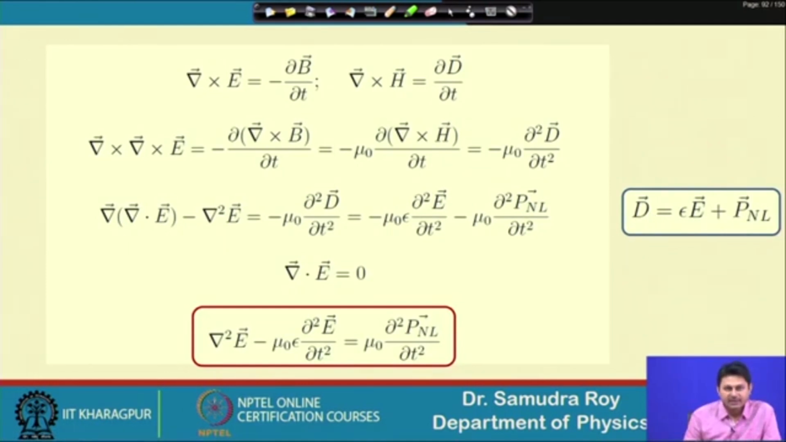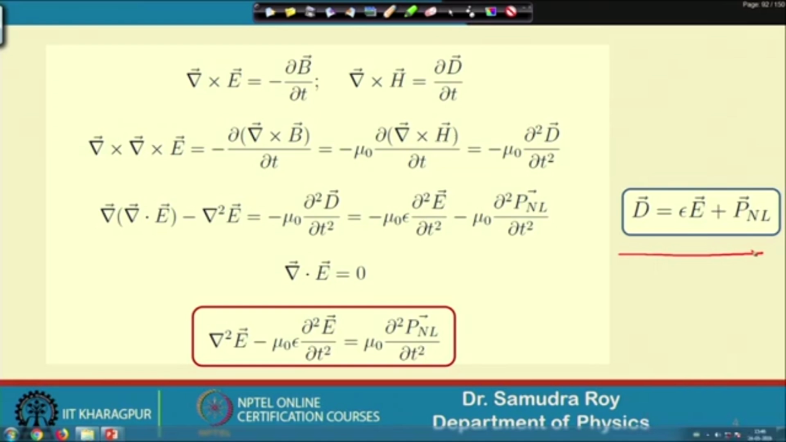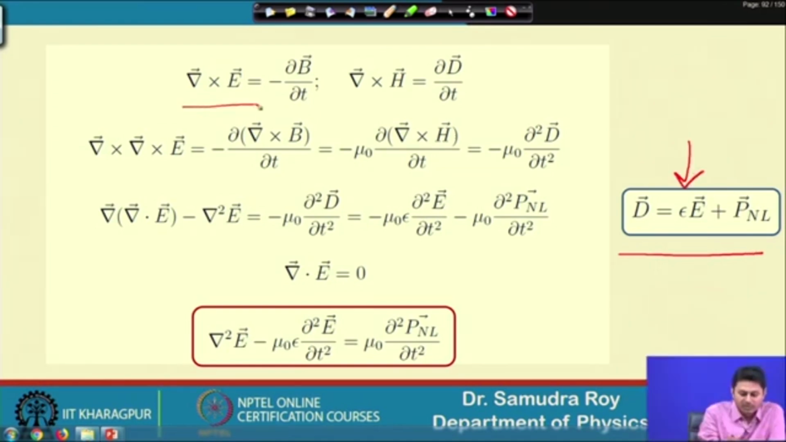Okay. After having the knowledge of D with nonlinear polarization as shown here, this is the expression that we figured out. Now, we start deriving the Maxwell's wave equation with this condition. So, now again we are going to use two curl equations. Curl of E is minus del B del T, curl of H is del D del T. So, now if I take curl on both sides from this equation, curl of B will be this.